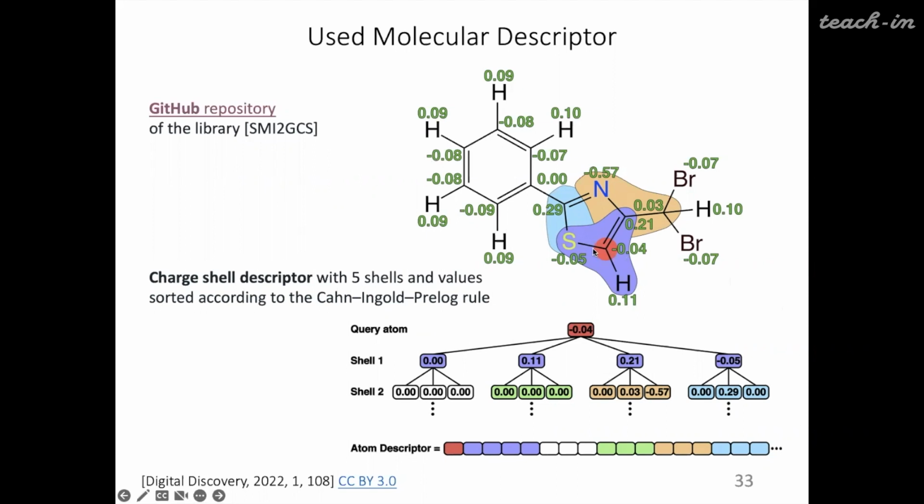So we select the query atom for which we want to predict the probability of organic electrophilic aromatic substitution. And we encode molecular environments by using the Can-Ingle-Perlock rule. So we select atoms by increasing molecular weights. First, we select the nearest neighbors in a topological fashion.